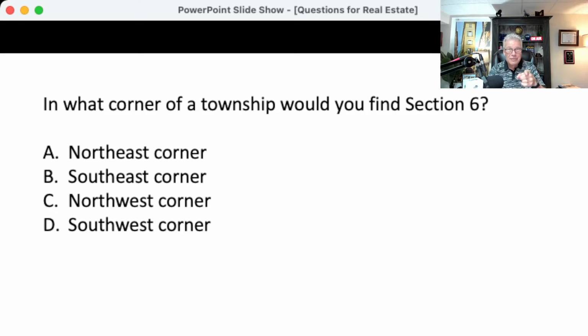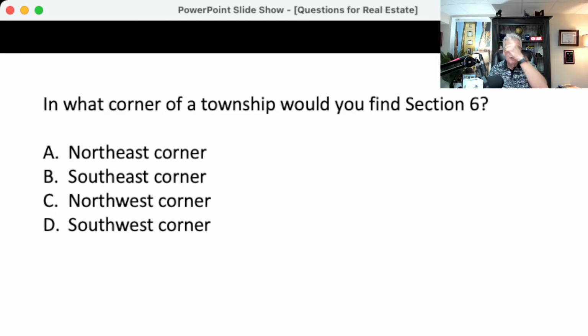In what corner of a township would you find Section 6? Well, let's think about this. Remember, sections begin in the northeast corner, and a section is 1 mile by 1 mile, and a township is 6 miles by 6 miles. There are 36 sections in a township. You're getting lots of possible answers for the real estate exam. So if we started over in the northeast corner, right? And we went 1, 2, 3, 4, 5, 6. I'm now in the northwest corner.